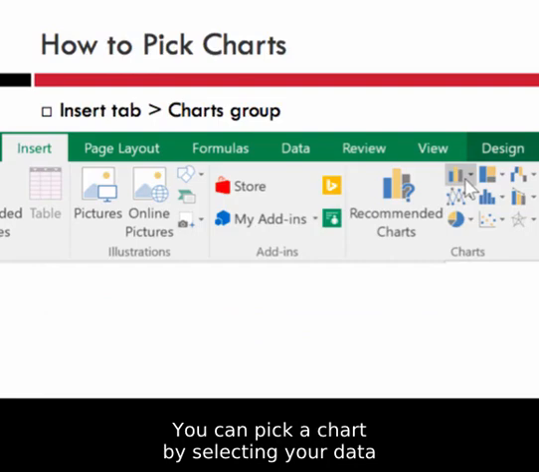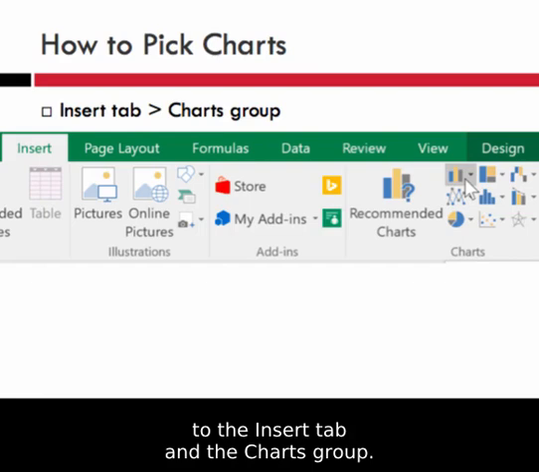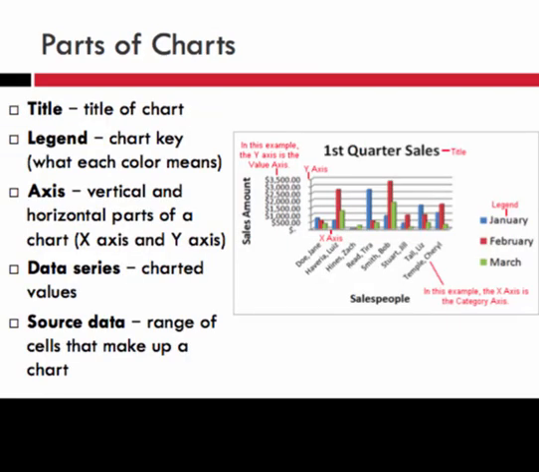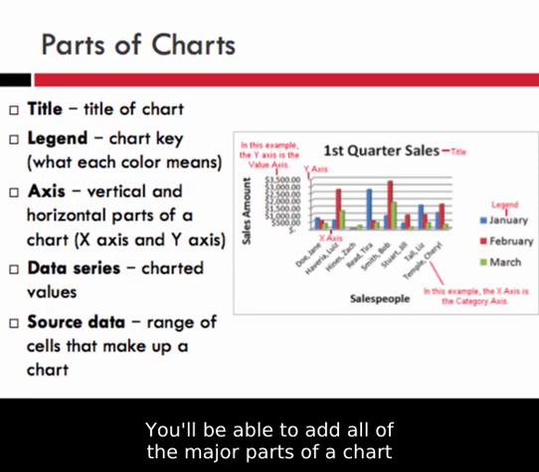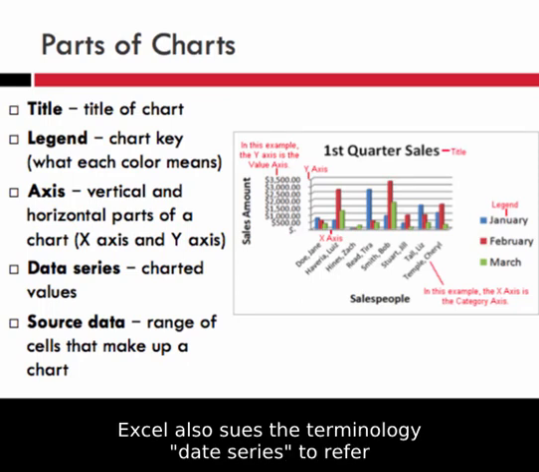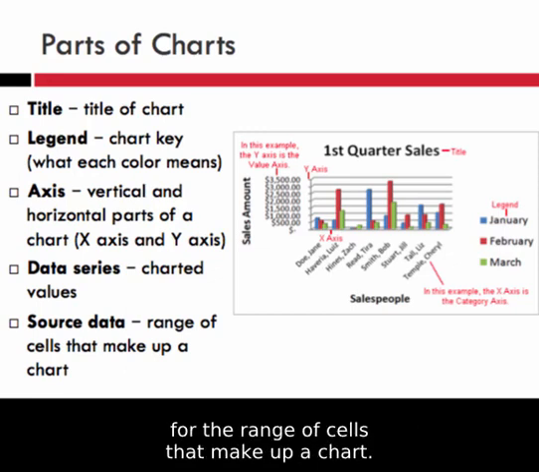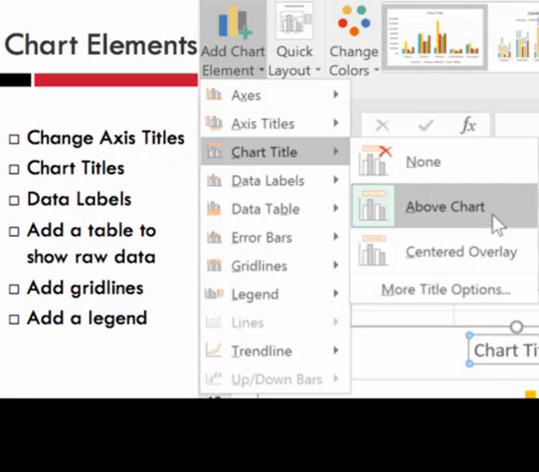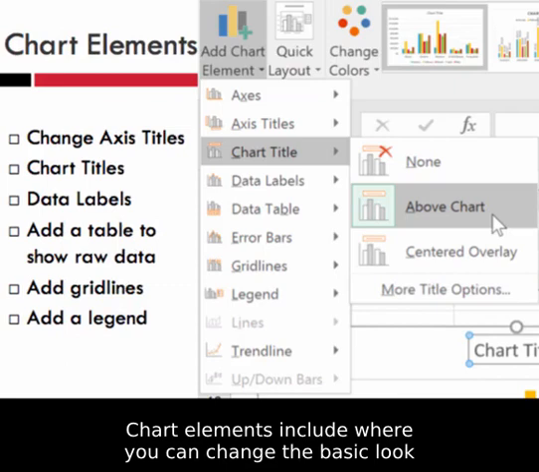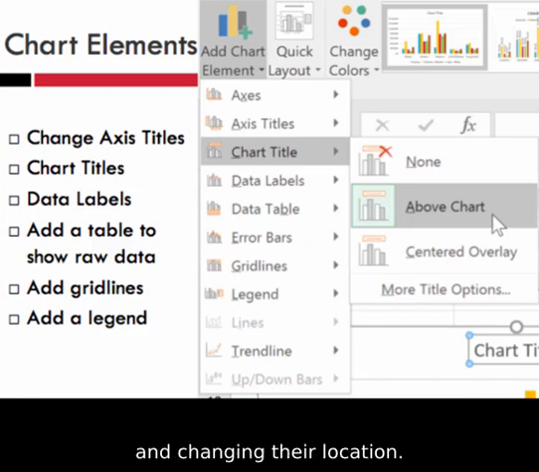You can pick a chart by selecting your data within your worksheet and going to the Insert tab and the Charts group. You'll be able to add all of the major parts of a chart, such as a title, a legend, and axis. Excel also uses the terminology data series to refer to the values that are actually being charted and source data for the range of cells that make up a chart. Chart elements include where you can change the basic look of your chart by adding titles, labels, values, legends, and changing their location.